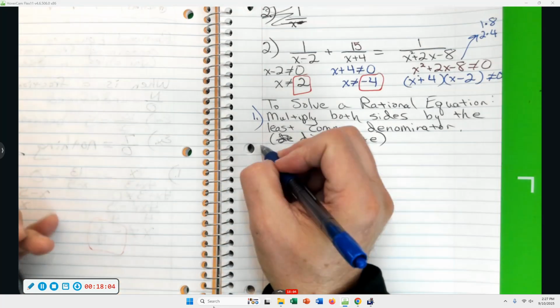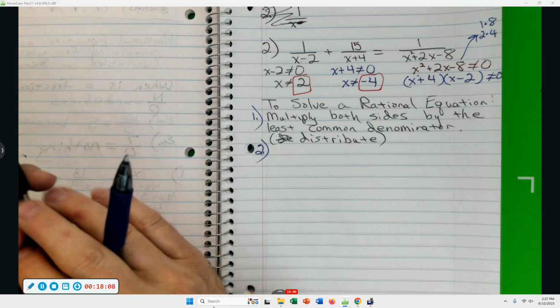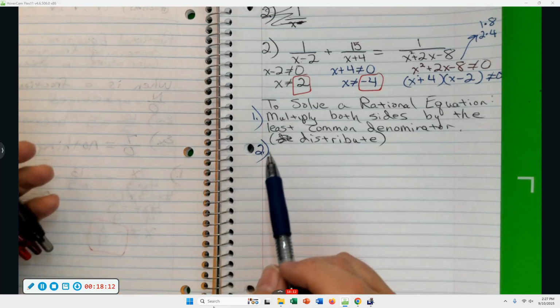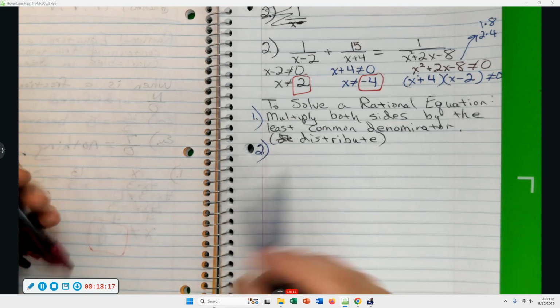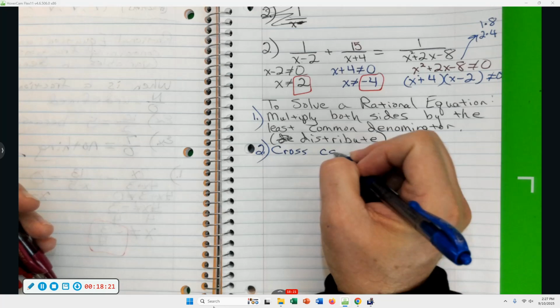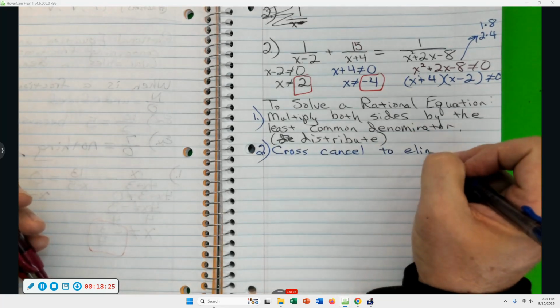The second step. The next thing we're gonna do, you're gonna cross cancel to get rid of all the fractions. Cross cancel to eliminate fractions.